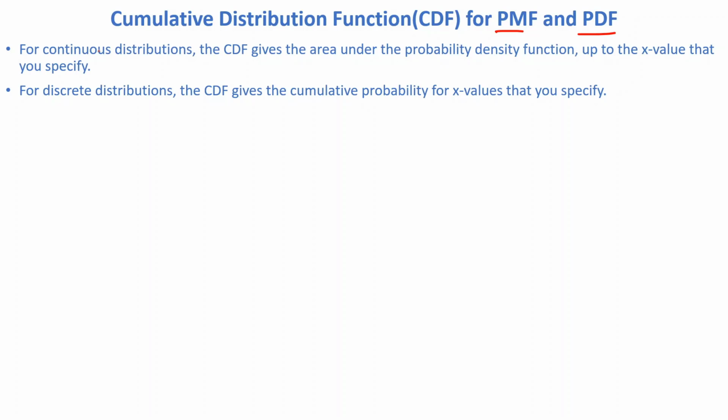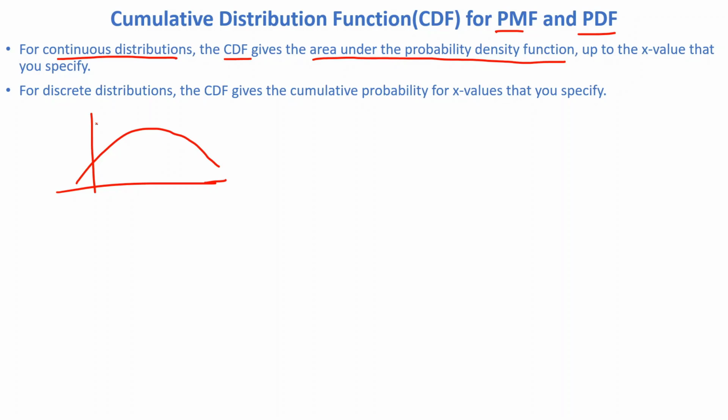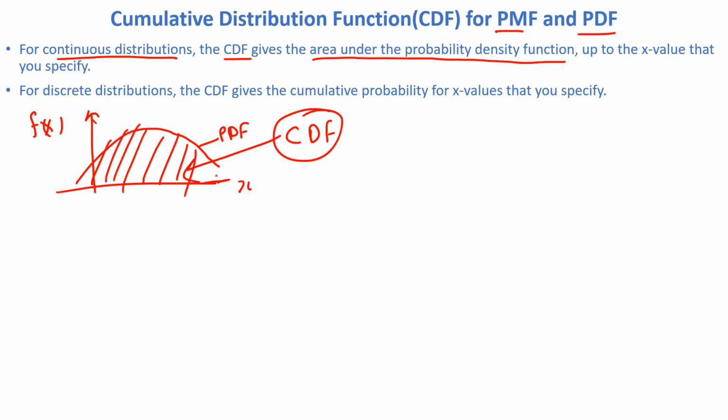For a continuous distribution, the cumulative distribution function gives the area under the probability density function. As you know, this is your probability density function, f of x, and this is your x. Whatever area we have under the probability density function, we can get this particular area by using the CDF.